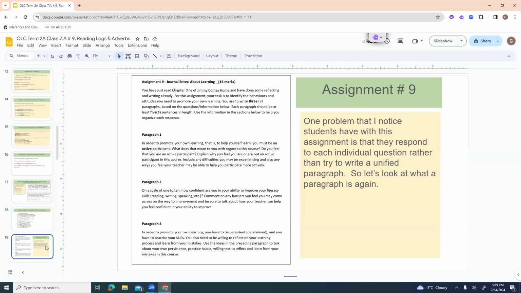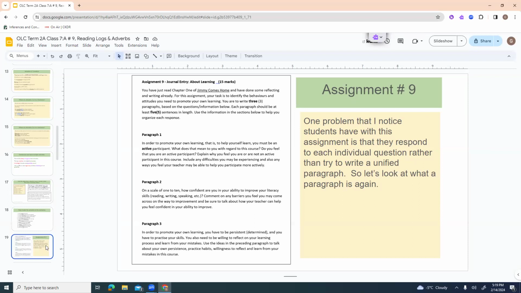Paragraph 3. In order to promote your own learning, you have to be persistent and you have to practice your skills. You also need to be willing to reflect on your learning process and learn from your mistakes. Use the ideas in the preceding paragraph to talk about your own persistence, practice habits, willingness to reflect, and learn from your mistakes in this course.